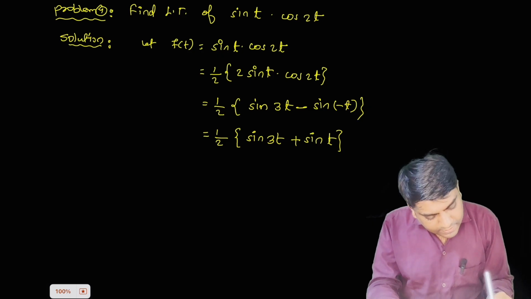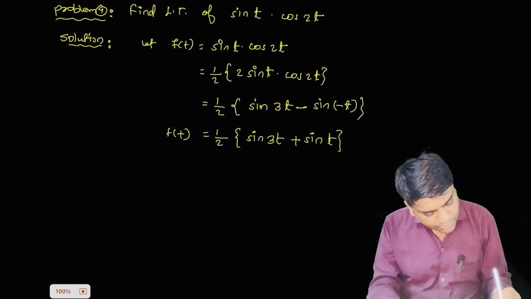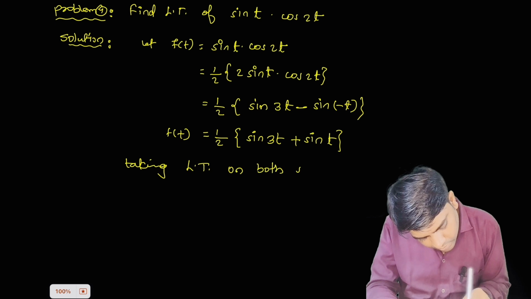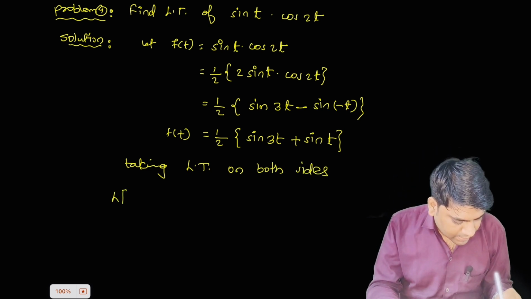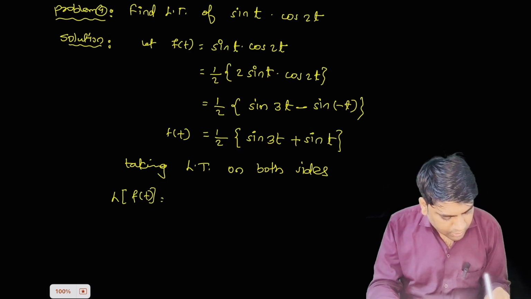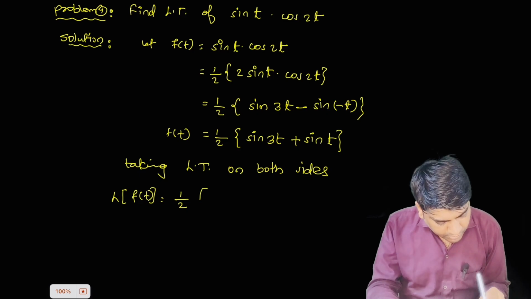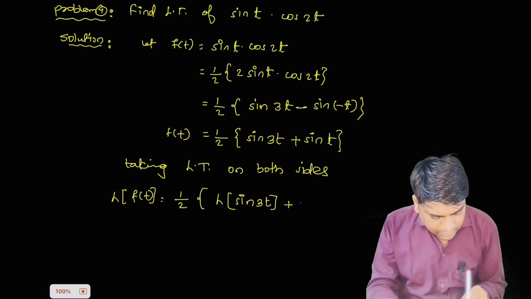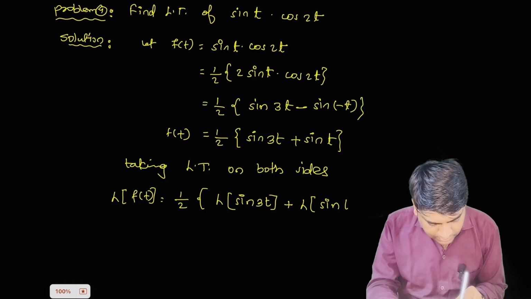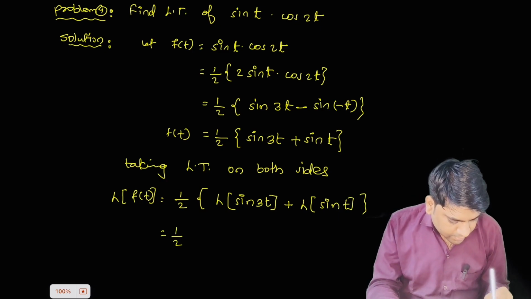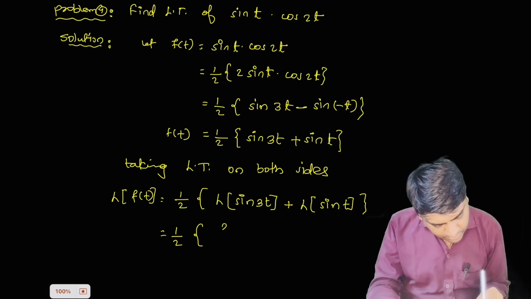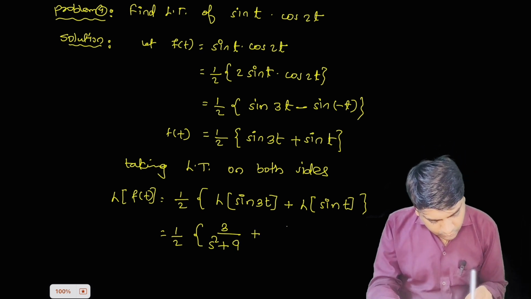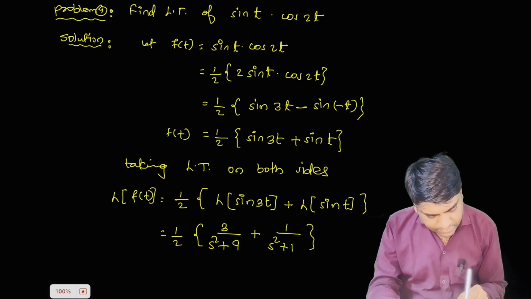Okay, now I can take Laplace transform on both sides. So taking Laplace transform on both sides, I'll get Laplace of f of t, which is equal to, I can take 1 by 2 outside common, Laplace transform of sin 3t plus Laplace transform of sin t. Now I can write 1 by 2, the Laplace transform of sin 3t is nothing but 3 upon s square plus 3 square. I can write here directly 9 plus 1 upon s square plus 1. So this is my answer.